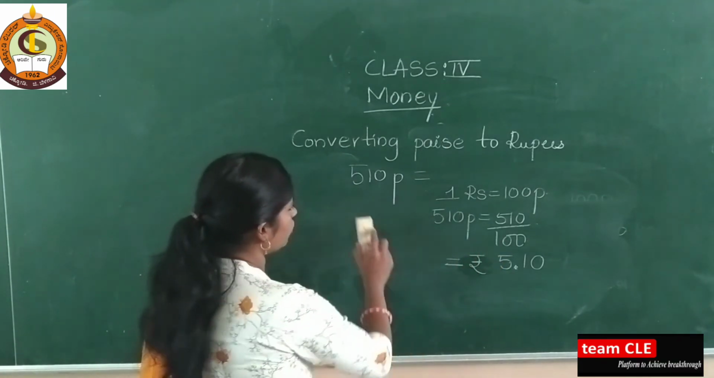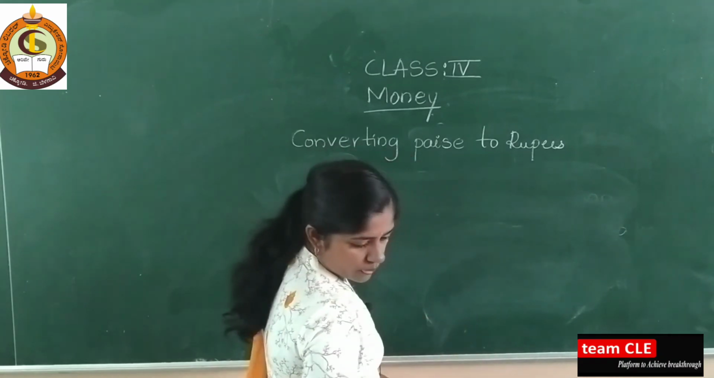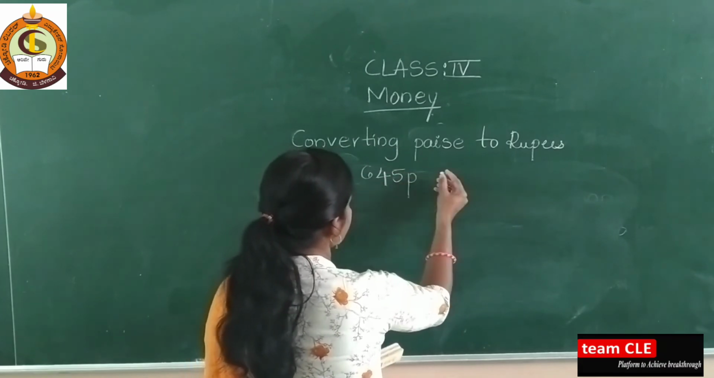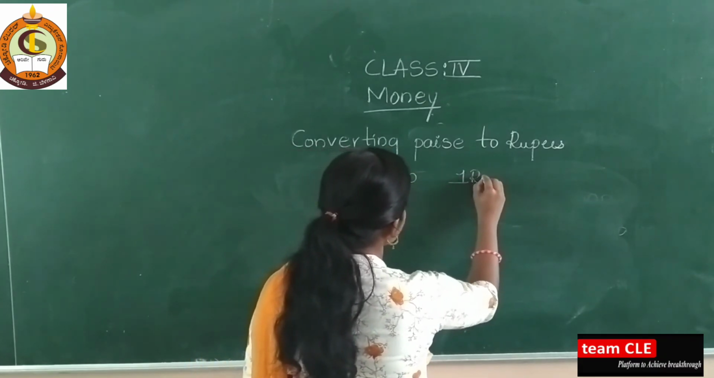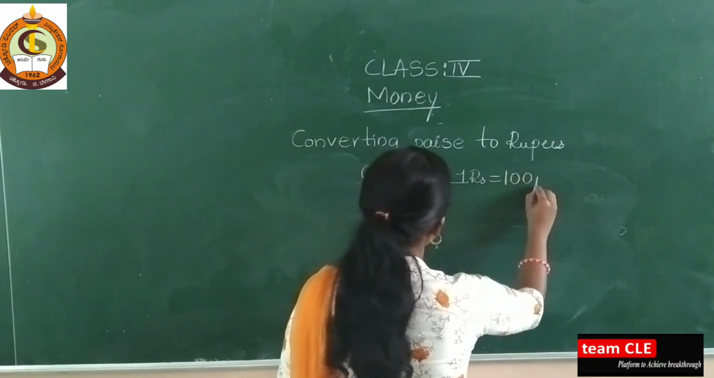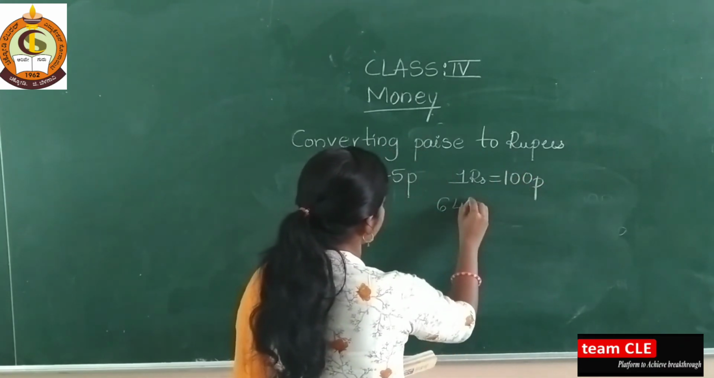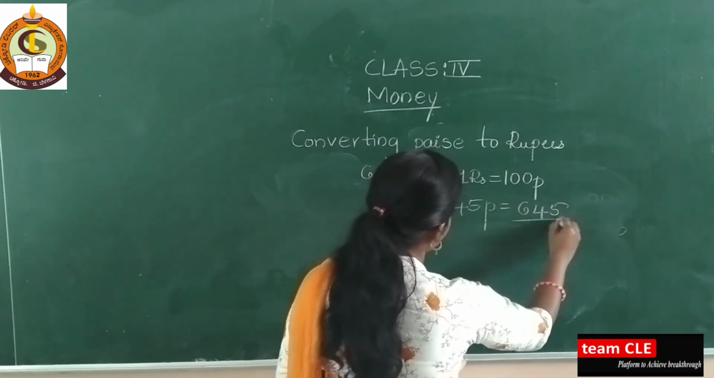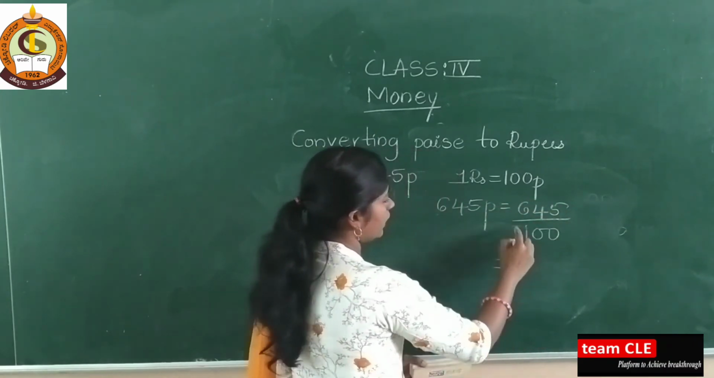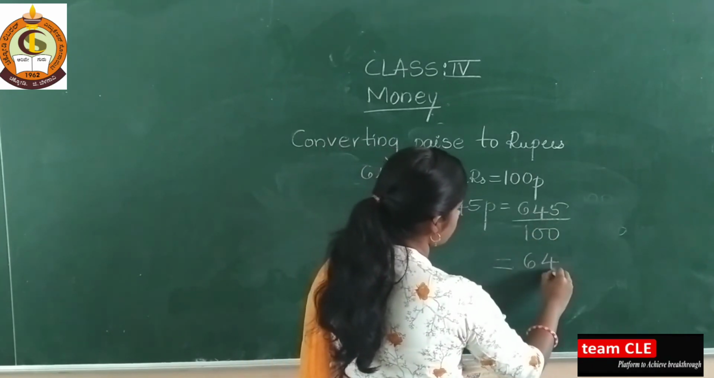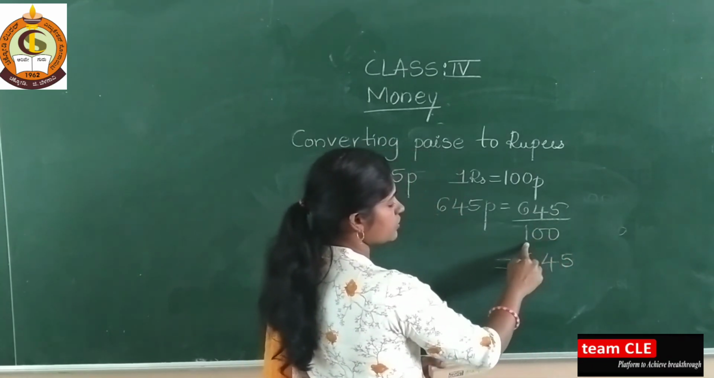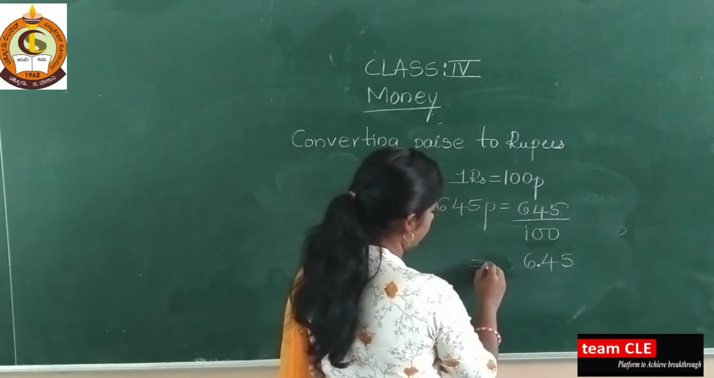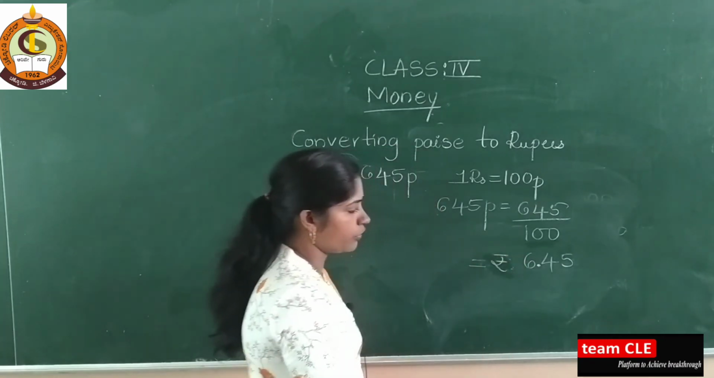Next, you have to follow the same procedure, but only the digits are different. So let us take one more example. I will take 645 paise. Here also the same procedure. 1 rupee is equal to 100 paise. Then 645 paise is equal to 645 divided by 100. So here you keep the numerator as it is, 645. After how many digits? 2 digits. Okay, 6.45 rupees. So if you are writing rupees, 6.45 rupees.